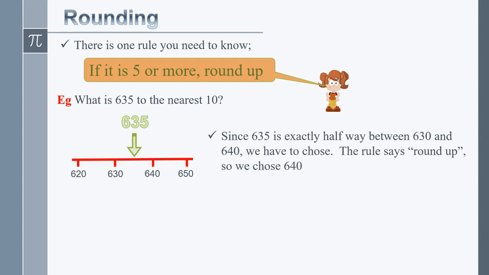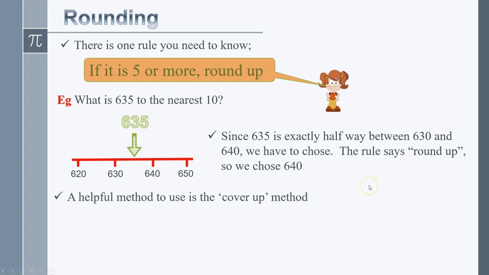Because it's exactly in the middle, we've got to decide, are we going to use 630 or 640? It genuinely makes no difference, as long as everybody obeys the same rule and does the same thing, it's absolutely okay. So in this case, we're going to round up because it's 5 or more. I'm looking at that digit there as a 5 or more, so we're going to round up and choose 640.